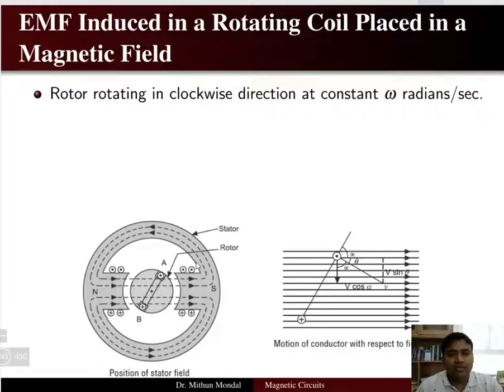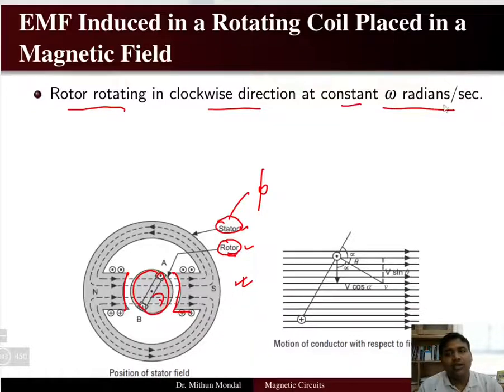So here in this figure we can see that you have a stator and the rotor, and the rotor is the rotating part whereas the stator is the stationary part. The stator is the one where the field is produced due to the field poles. The rotor has the conductor, which is rotating. If it is rotating, then obviously due to Faraday's law there will be production of EMF due to the relative motion between the flux and the conductor. The rotor is rotating in the clockwise direction at constant omega radian per second.